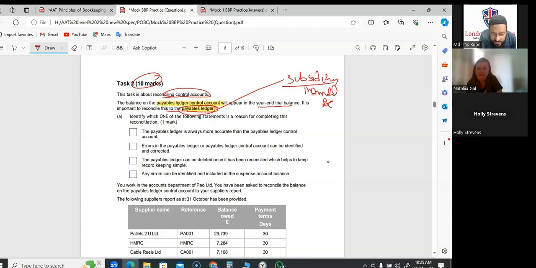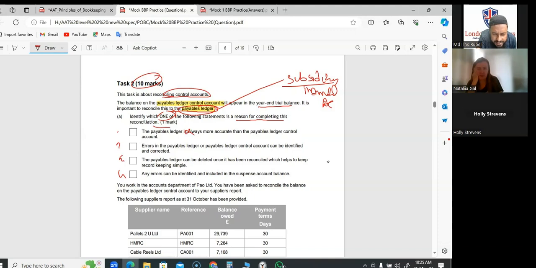Now, what is the question? Identify one of the following statements, only one being asked, that is the reason for completing this. Why do we do reconciliation? There are 4 options. 1, 2, 3, 4. Let's read. Try to find the best one for reconciliation. The first one says payables ledger is always more accurate than payables ledger control account. No, nothing like that. Individual and control account, one of these is not more accurate. This is not our answer.